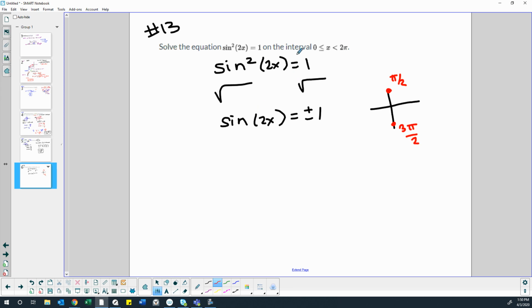So it's possible that you forgot that step gives you a plus or minus, so you forgot to count the 3 pi halves in the answer. So I'm guessing that could have thrown some of you off there.